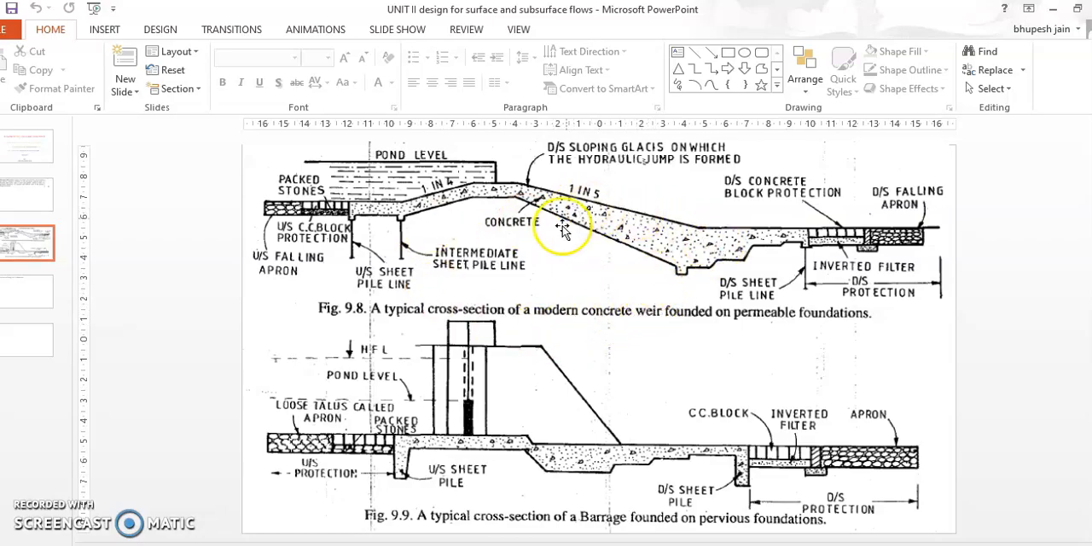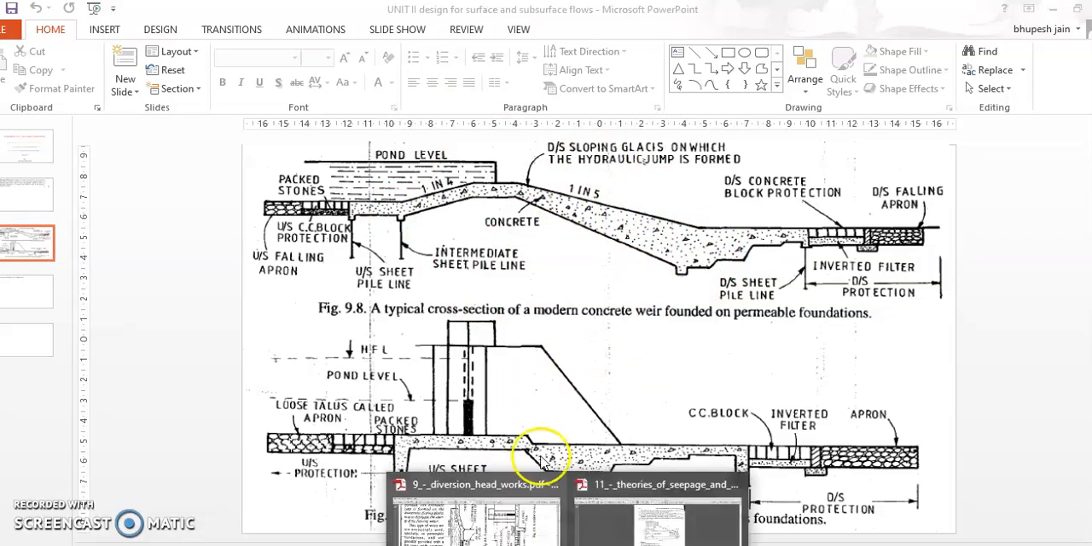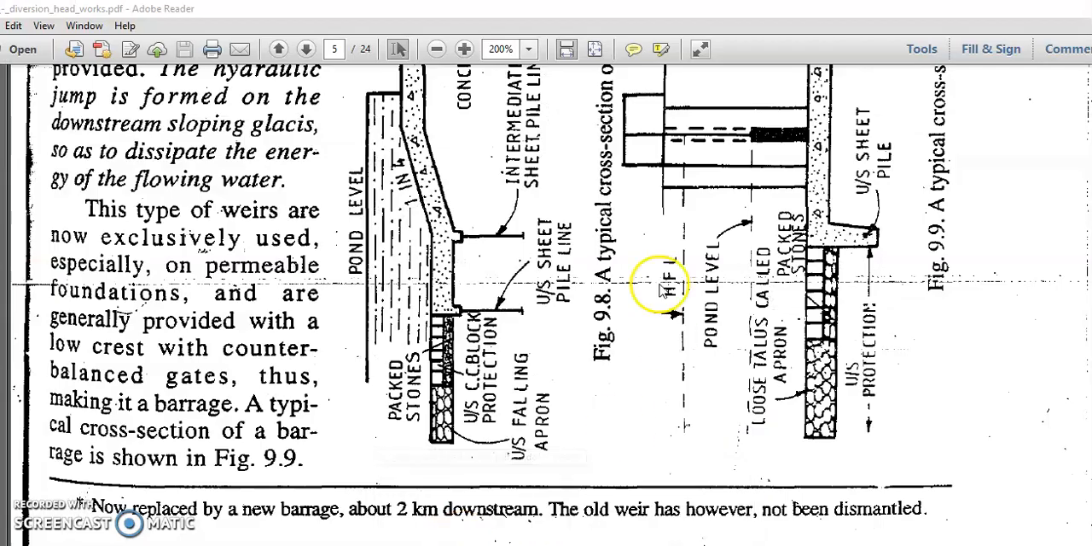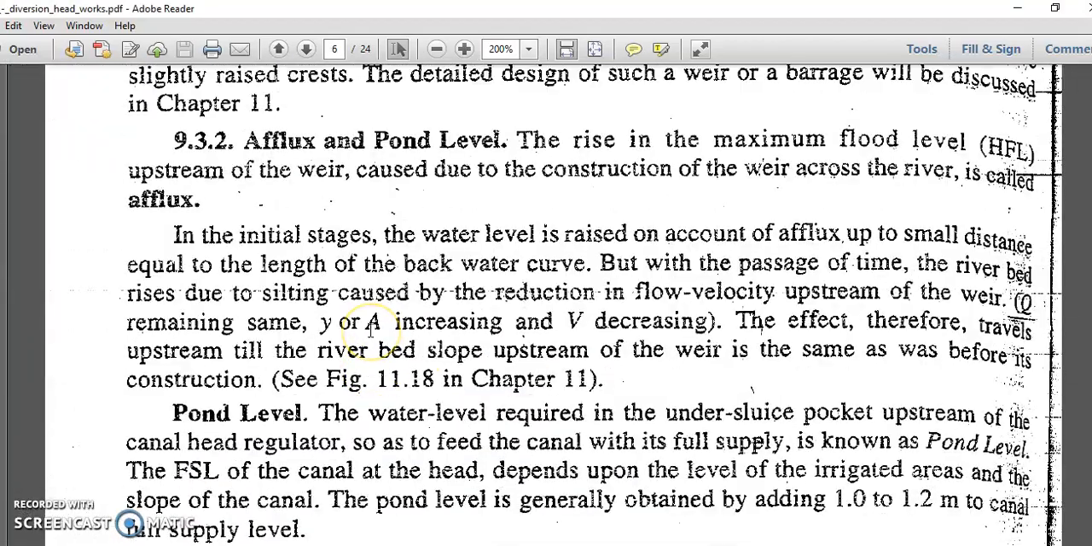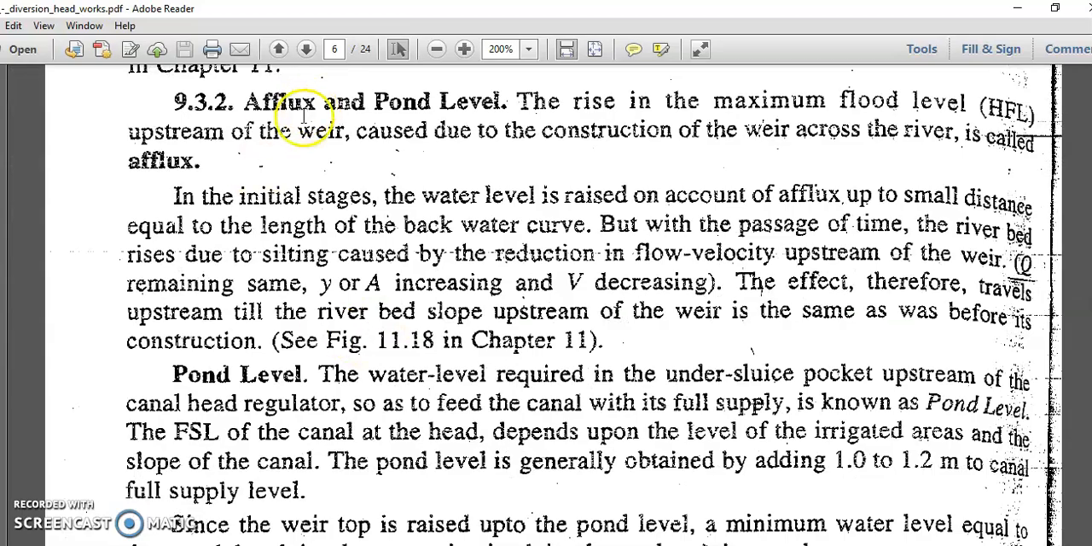In that, we are discussing the major part, that is the weir. In a weir there are so many components. We'll discuss them one by one and also in detail. So let's start with the weir. In the weir, afflux and pond level. How to decide the afflux and pond level?